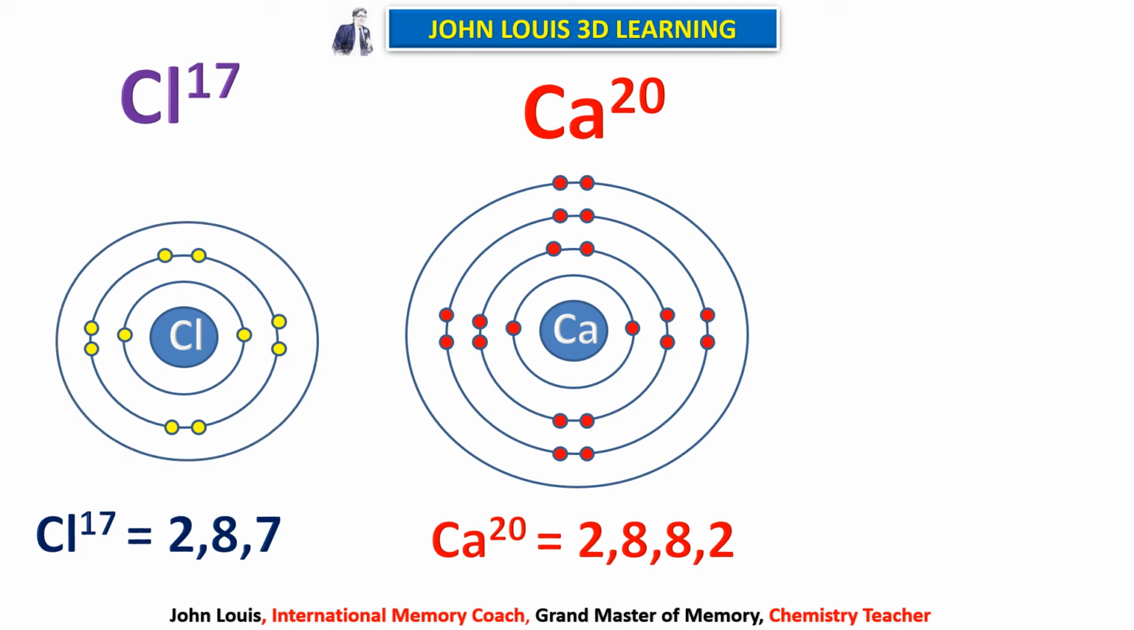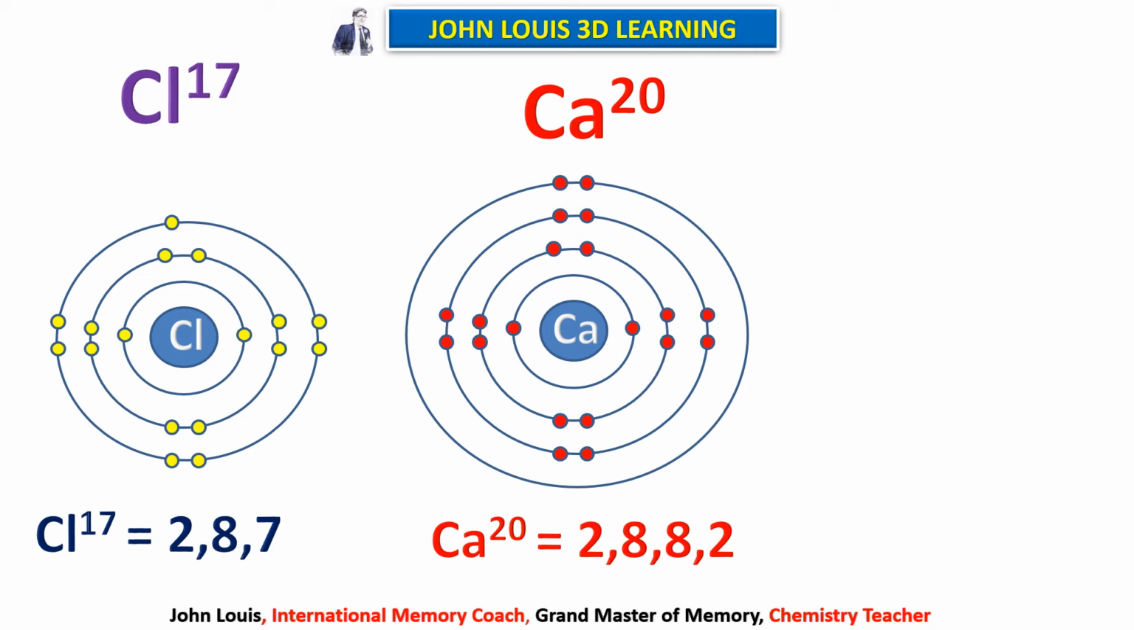So that will be filled up in the third orbit. Third orbit, 7 electrons can be easily occupied. 1, 2, 3, 4, 5, 6, 7. Therefore, it needs one more electron to become stable. But calcium is willing to donate 2 electrons, isn't it? Therefore, this chlorine can accept 1 electron.